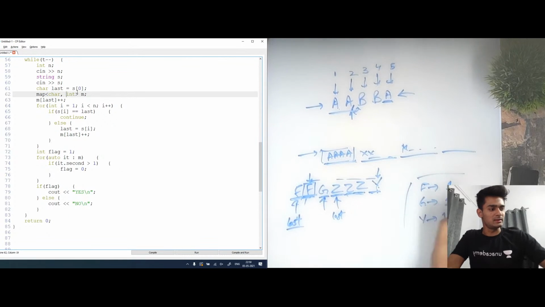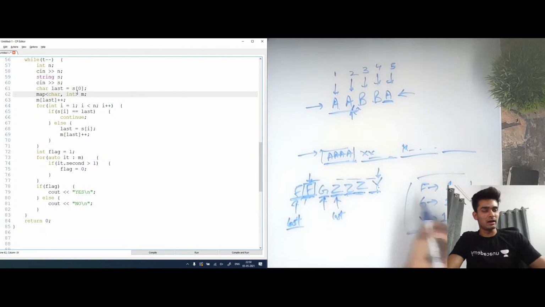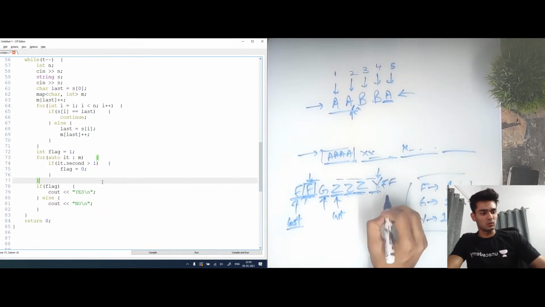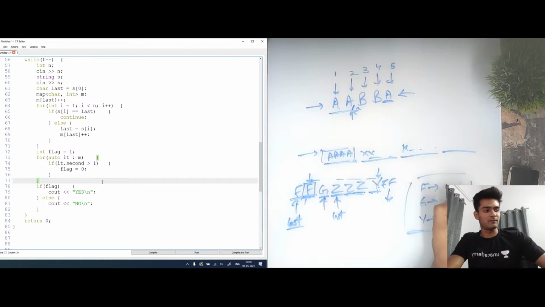Now as you can see, I'm just iterating over the map here. And if the count of this is greater than 1, so let's say we had two f's here as well. What this would have made is the count of this f would have become 2. And since this is greater than 1, we would have just made flag equals to 0. And if flag is 0, we are printing no. If flag is 1, we are printing yes. So if the count is less than or equal to 1, then the flag remains 1 and we print yes, otherwise we print no.